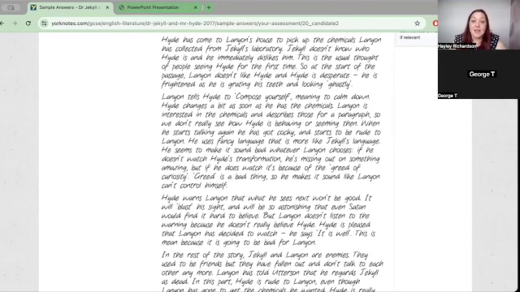Interesting point. He seems to make it sound bad, whatever Lanyon chooses. If he doesn't watch Hyde's transformation, he's missing out on something amazing, but if he does watch, it's because of the greed of curiosity. Greed is a bad thing, so he makes it sound like Lanyon can't control himself.